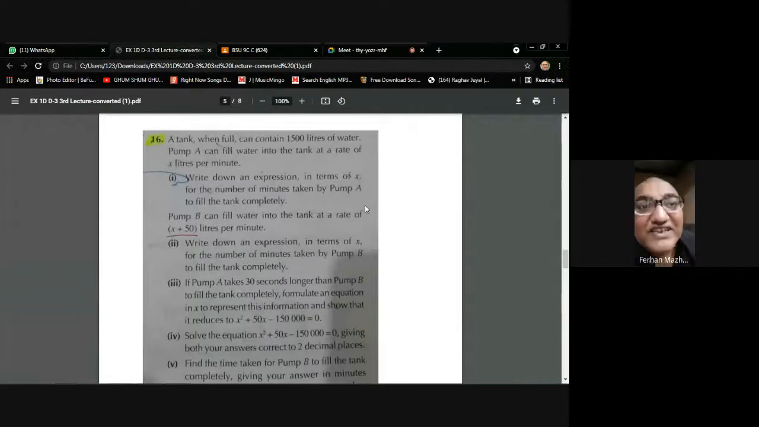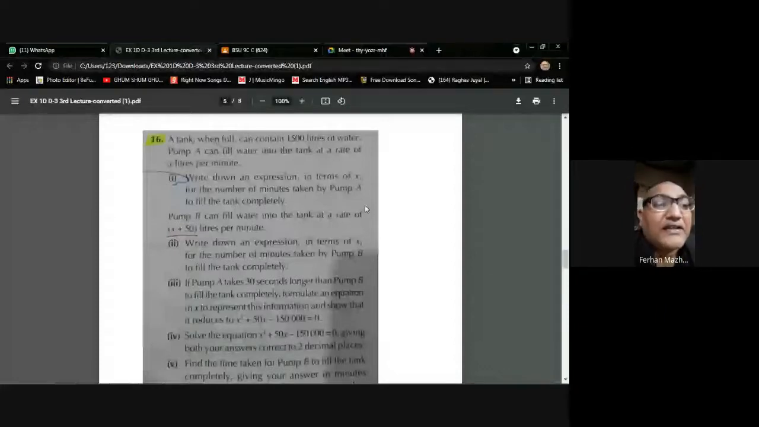Here in the first two sentences, he told you that I need 1500 liters of water to fill a tank, and the rate of flow is x liters per minute. The first question he's asking is how much time it will take for pump A to fill that tank. So the time taken is volume divided by rate of flow, 1500 divided by x, and that will be in minutes, because the rate of flow is liters per minute.